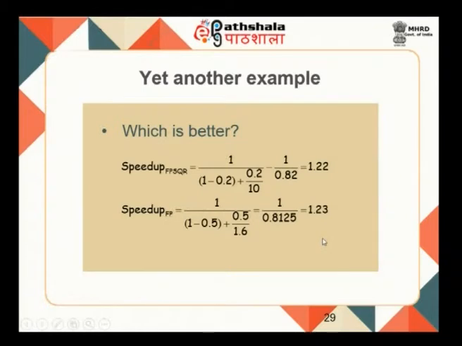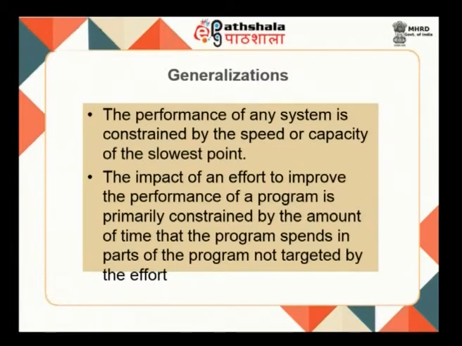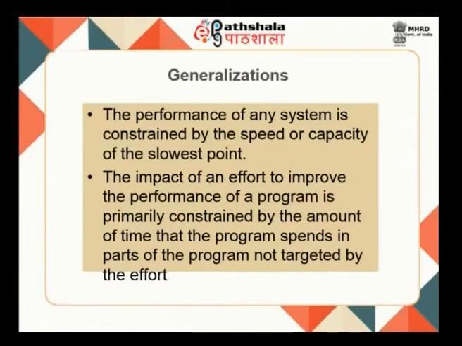So, this helps you take a design decision. If you have to generalize this, the performance of any system is constrained by the speed or capacity of the slowest point. Even if you make the speed up 100 times, there is a small portion which is not going to make use of this speed up at all. That is going to decide the overall performance of the system, and the impact of an effort to improve the performance of a program is primarily constrained by the amount of time that the program spends in parts of the program not targeted by the effort.